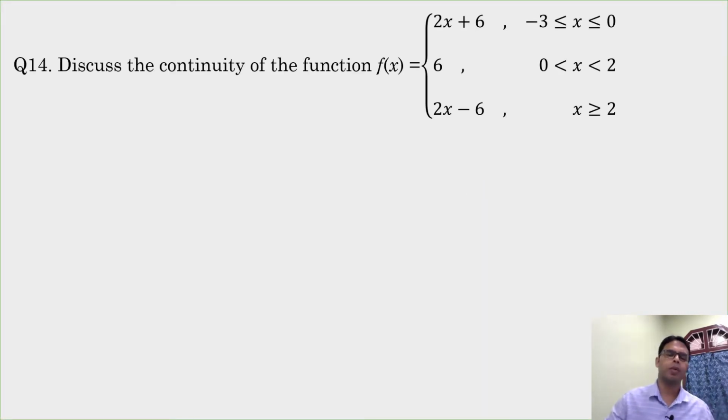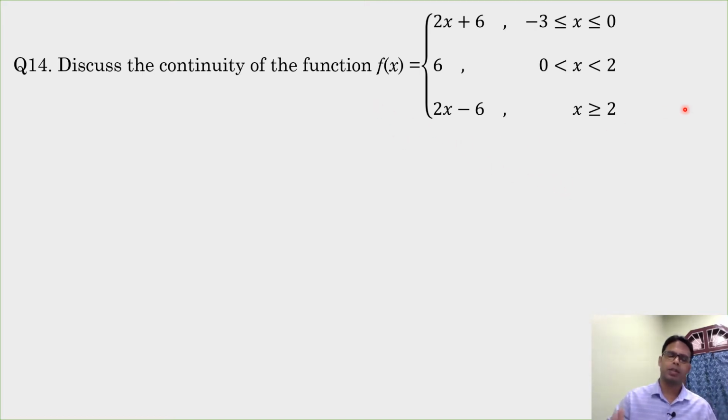We start with a problem. Discuss the continuity of the function f(x) given here. No point is given at which to discuss the continuity. You just have to find at which points this function is discontinuous and at which points it is continuous, all total. These types of problems we have already done in the earlier videos.